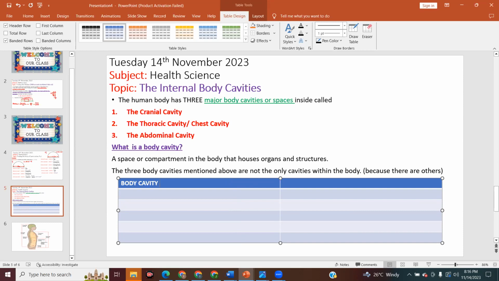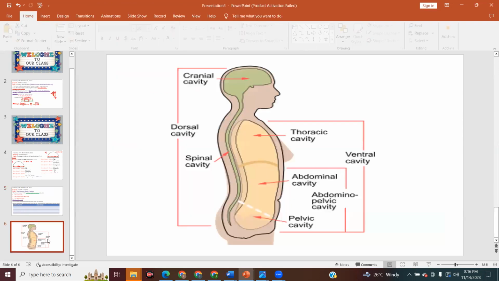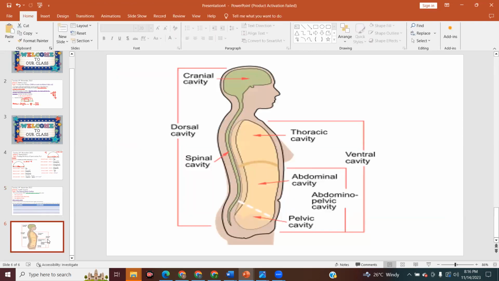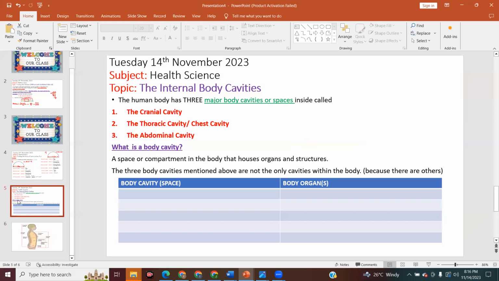What's another word for cavity? Space or compartment. And I'm going to put organ or organs. So body organs. Now, let's look at the first cavity. What's the first cavity in this diagram that you see? The cranial cavity. And what organ do you think is in the cranial cavity? The brain, very good.